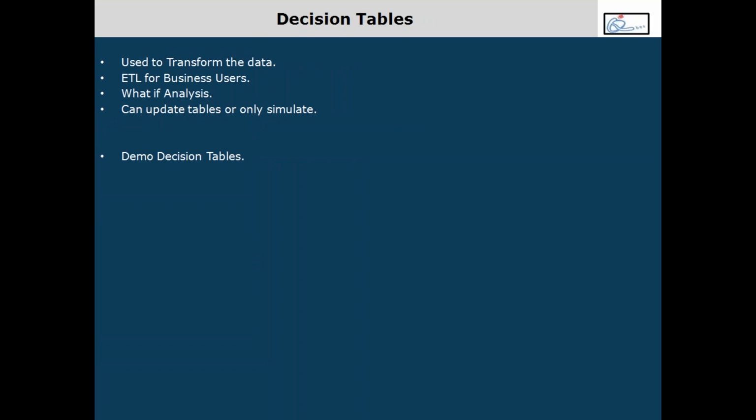Next is about decision tables. So in HANA, we have the concept of decision tables. There are two purposes you can use the decision table: one is for update, one is for what-if analysis. One is for update in the sense, let's say I have a table. Let's say there is already some data in the table, and I would like to update this table. When I say I would like to update, I would like to modify the records in the table. So do you know which SQL statement we use when you want to modify a record in a table?